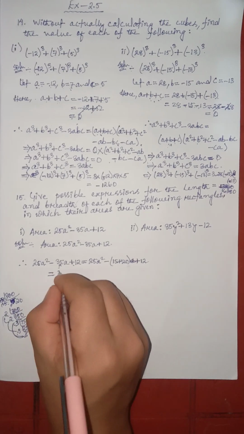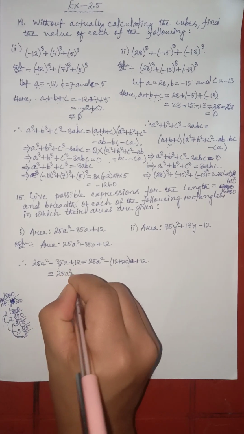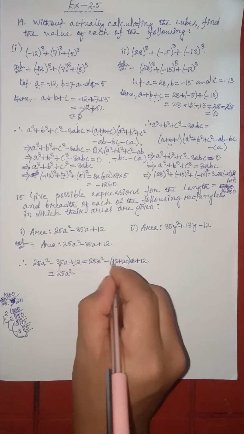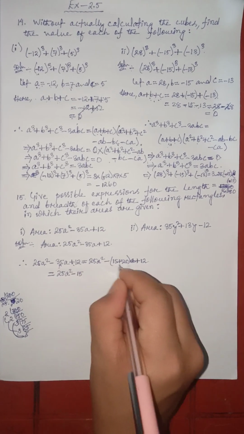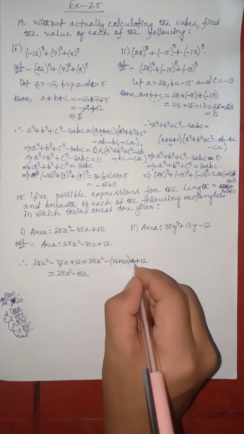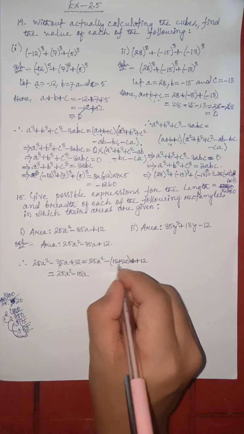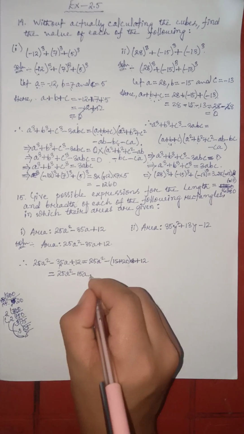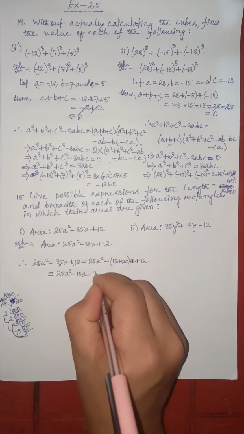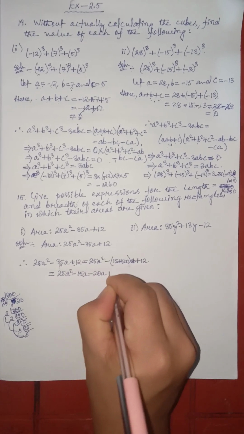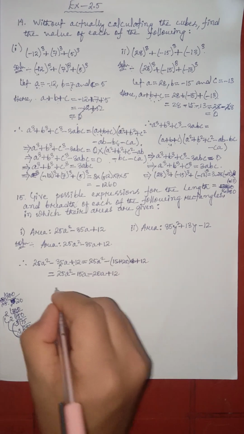And then after this, let us move to the next step. It is 25a square. Minus into plus is minus. 15 into a is 15a. Minus plus is minus. 20 into a will give you 20a. And here we have 12.